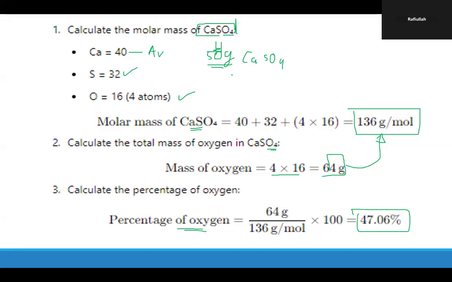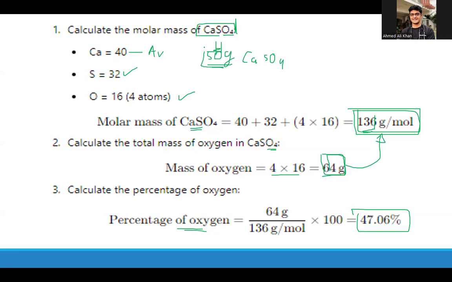First of all, we will find the molar mass of calcium sulfate, which is calcium 40, sulfur 32, and oxygen 64, total 136. And the mass of oxygen individually is 64. So we will divide 64 by 136 and multiply by 100. So we will know how much percentage of oxygen is in calcium sulfate.